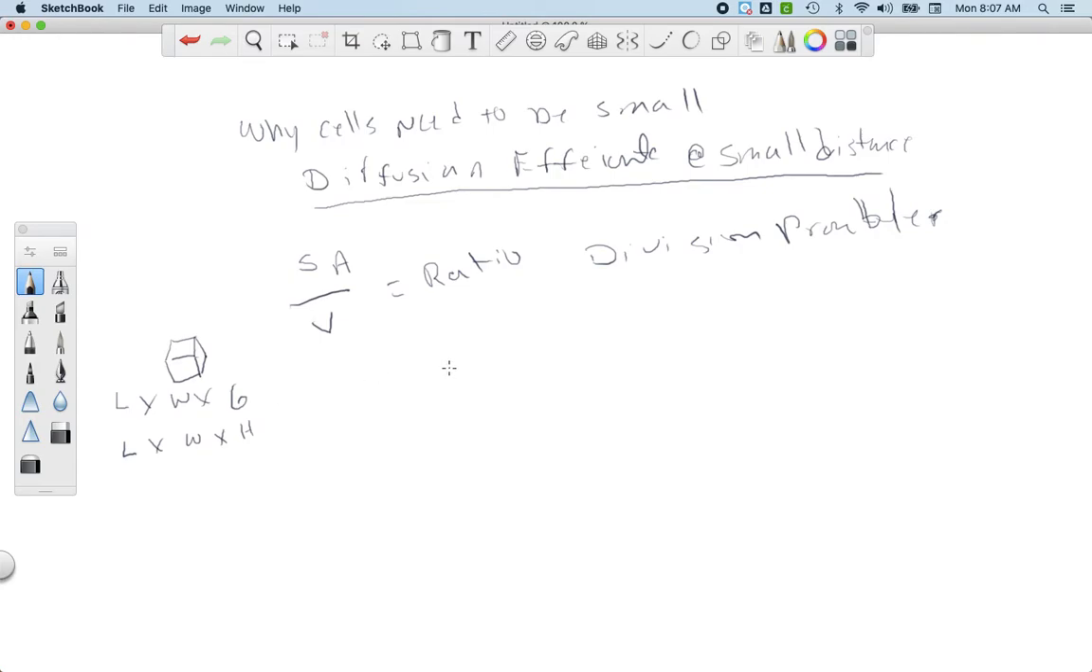So if we had a cube that had 1 centimeter size, it would be 1 times 1 times 6 for its surface area, and that would be equal to 1 times 1 is 1 times 6 is 6. The volume would be 1 times 1 times 1, and that would be equal to 1. So if we go over here, surface area to volume ratio 6 over 1, that equals 6.